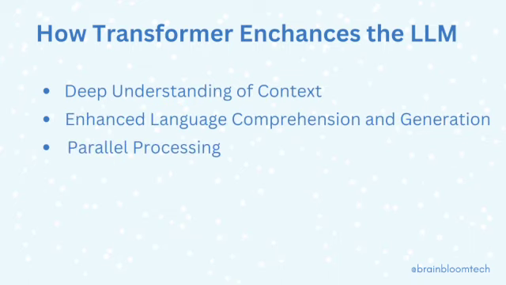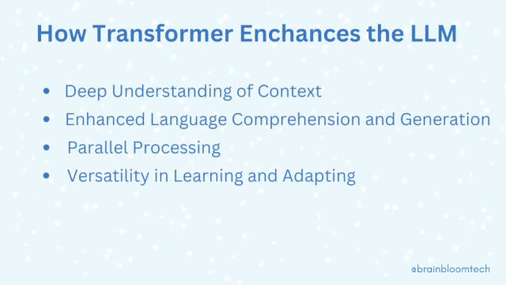Parallel processing. Unlike traditional artifacts that process one word or sentence at a time, the transformer can process multiple words or even entire sentences simultaneously. This is like having a team of librarians who can read and understand different books at the same time, making the process of generating responses or creating new content incredibly fast and efficient.